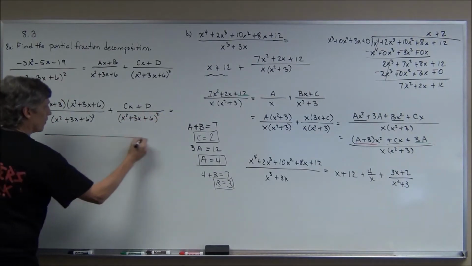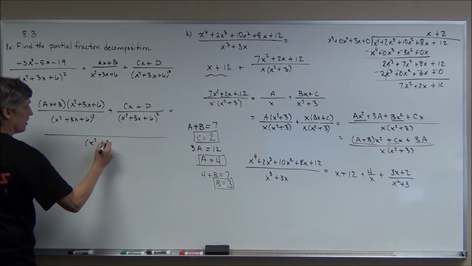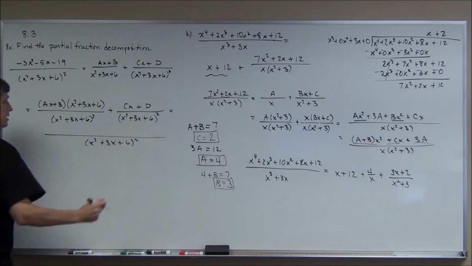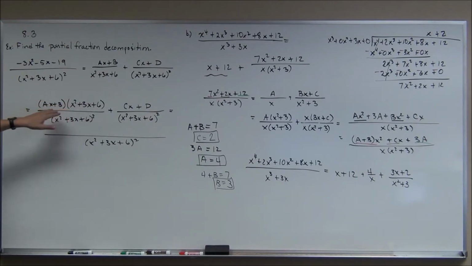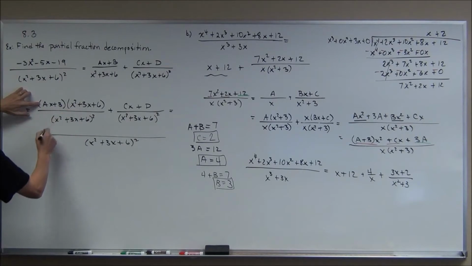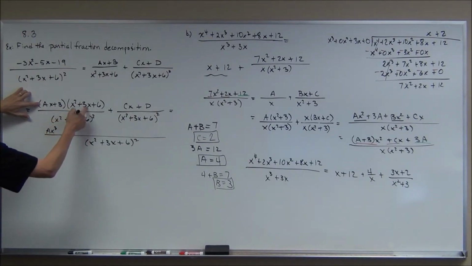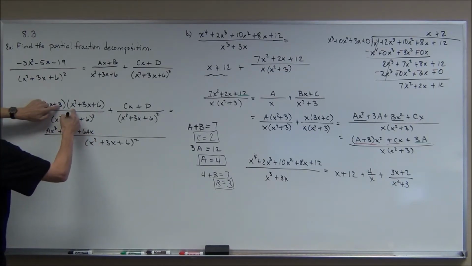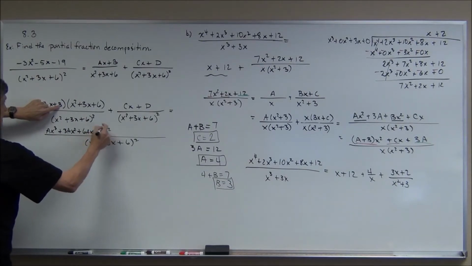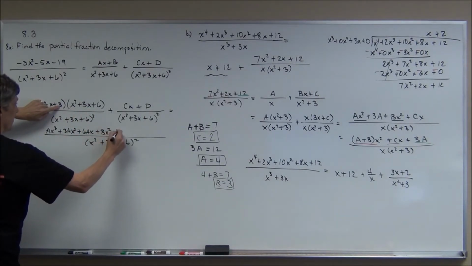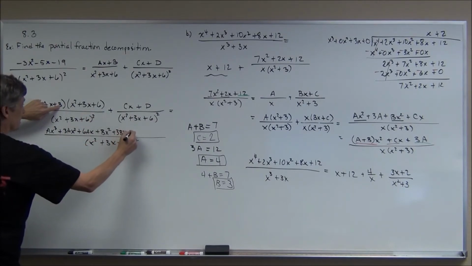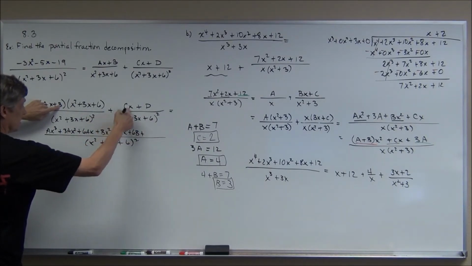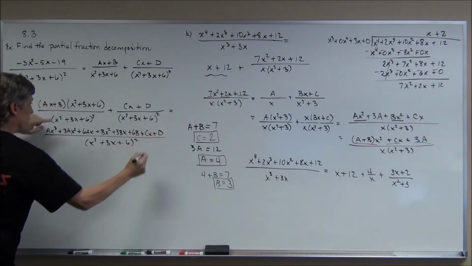Well, I'm going to put it all over a common denominator. Might need to do some more erasing here. Let's see. If I multiply this out, I have a binomial times a trinomial. I'm going to get 6 terms. Careful. So that's ax to the third plus 3ax squared plus 6ax plus bx squared plus 3bx plus 6b plus cx plus d.